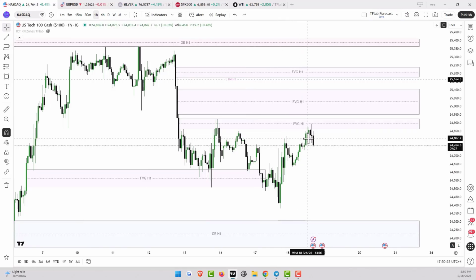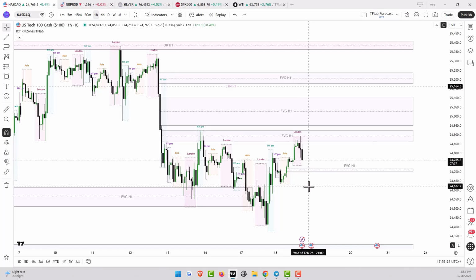Now we are on the 1-hour time frame. We can see that in the last few candles, the price swept its weekly high, and after reacting to the 50% line of the 1-hour FVG, it reacted at the price of $24,895 and dropped down.